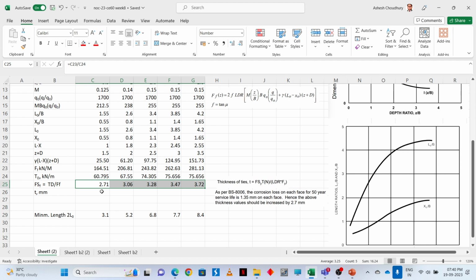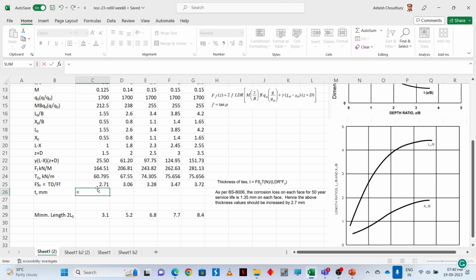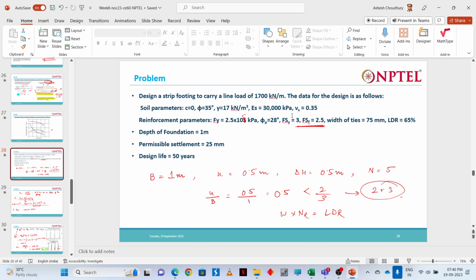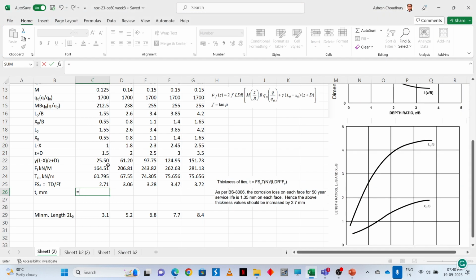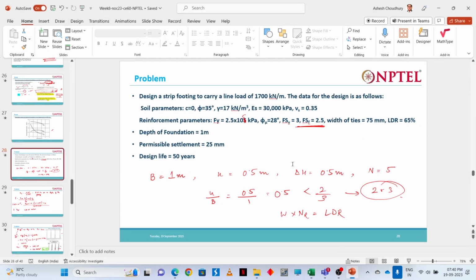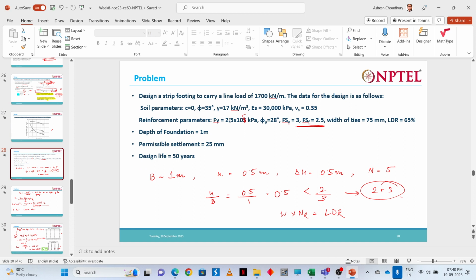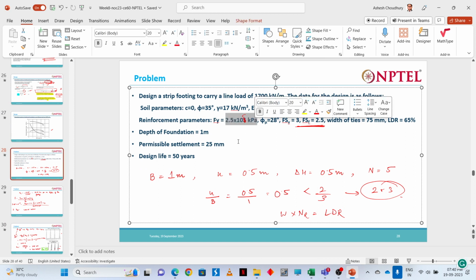Now next is the thickness. The ties are thin plate-like structures, right? So how much should the thickness of this tie be? We have to use this equation here. So FSy is given in the question as 2.5, I guess. Let me check once. What is FSy? Oh, FSy is 3 actually. FSy is 3 times Tn.